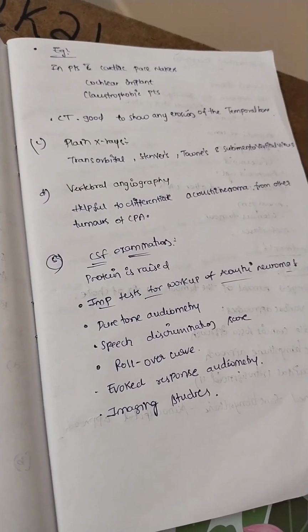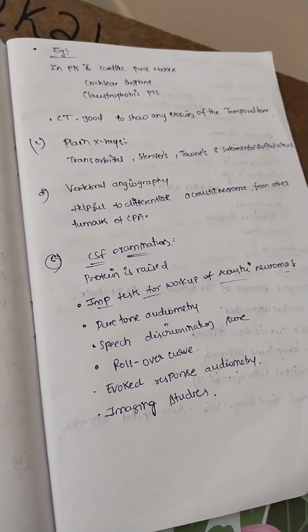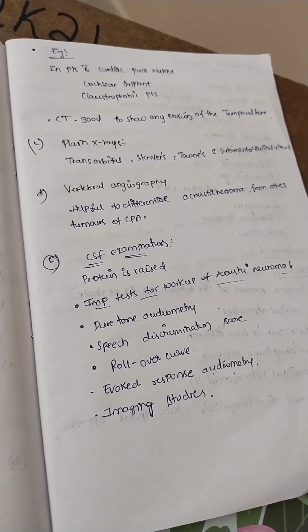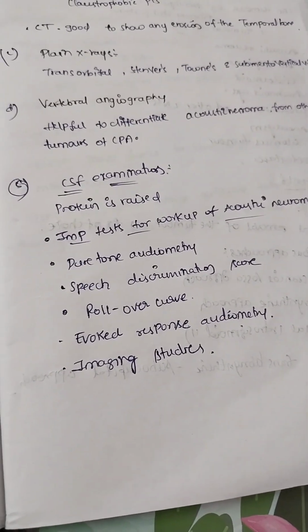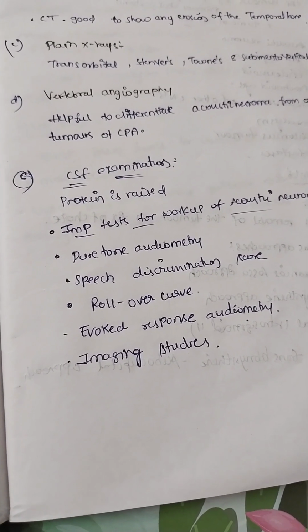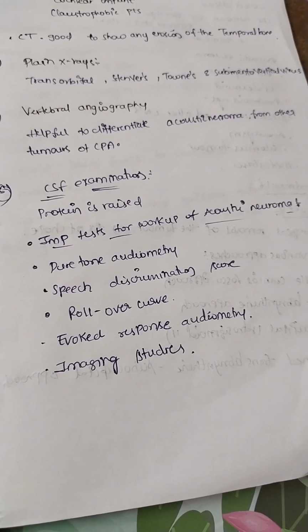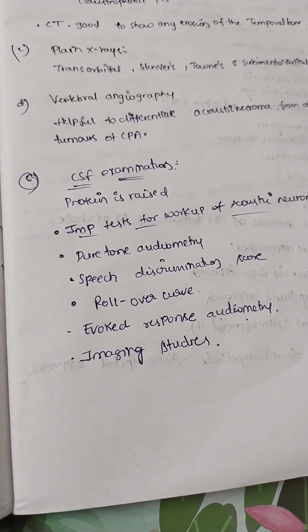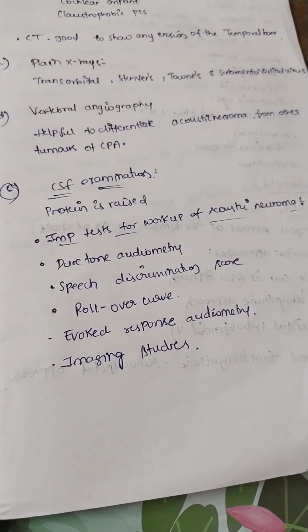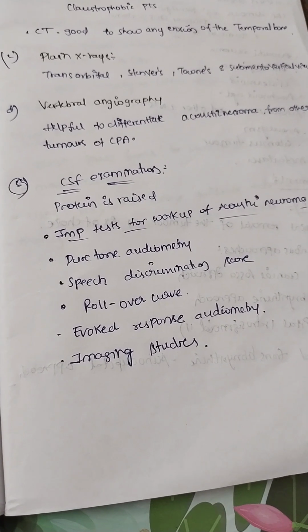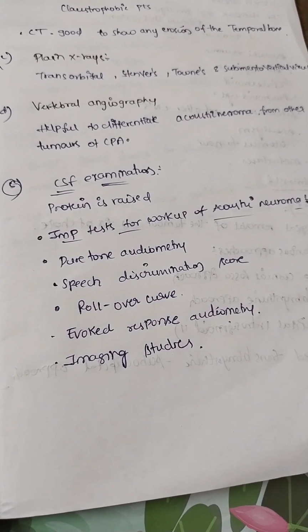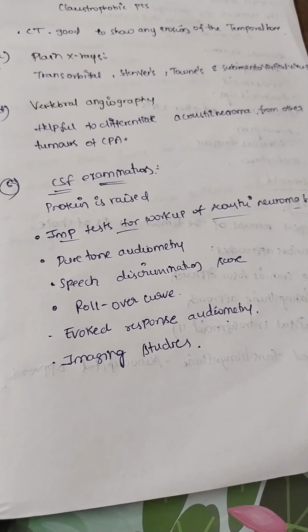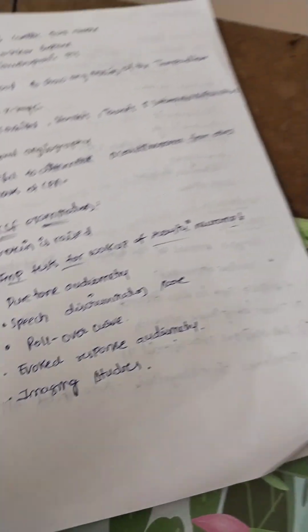Plain X-rays: transorbital, Stenver's, Towne's, and submentovertical views. Vertebral angiography is helpful to differentiate acoustic neuroma from other tumors of the cerebellopontine angle. In CSF examination, proteins will be raised. Important tests are pure tone audiometry, speech discrimination score, rollover curve, evoked response audiometry, and imaging studies.